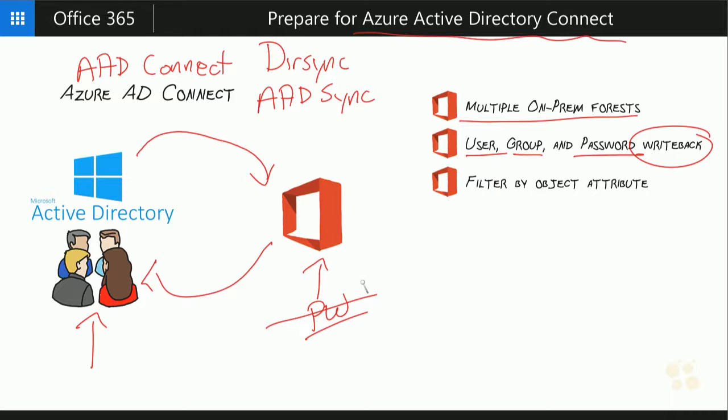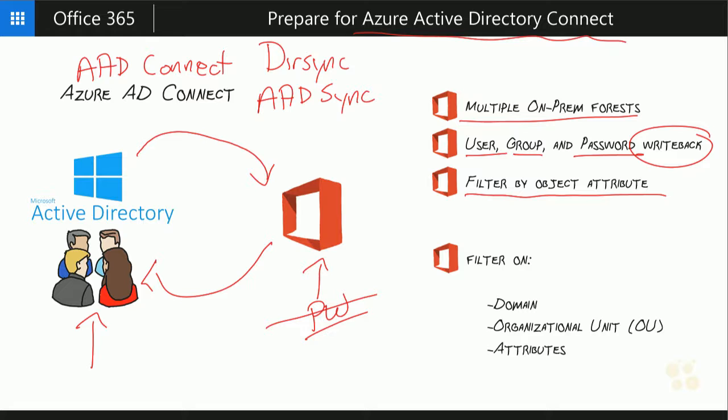Azure AD Connect also allows you to filter by object attribute. So when you synchronize users up into the cloud, you might not want to synchronize every single user. In fact, you probably don't. You probably want to filter down those users in some way, and you can actually filter not only on attribute, but you can also filter on domain and organizational units.